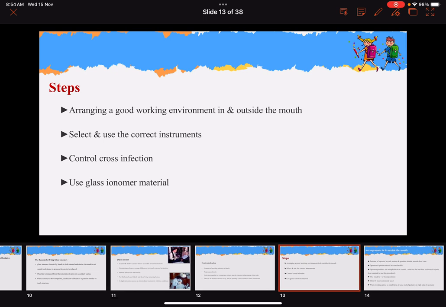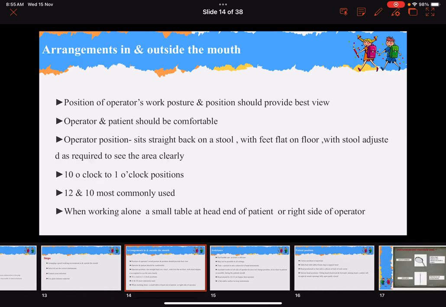Steps include arranging a good working environment in and outside the mouth, selecting and using the correct instruments, controlling cross infection, and use of glass ionomer material. The position of the operator, work position, and patient position should provide the best view. These are the arrangements that should be taken in and outside the mouth.